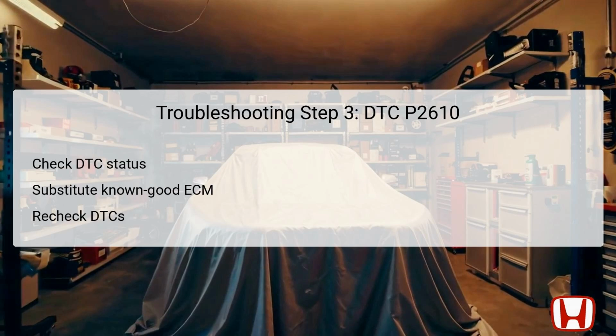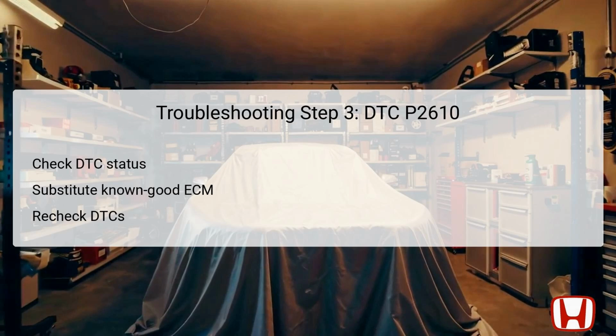Upon confirming that DTC P2610 is still present, the next troubleshooting step is to check whether the ECM PCM has the latest software version. If it does not, update it to the most recent release. If the ECM PCM has the latest software, proceed by substituting a known good ECM PCM from a similar model. This step is essential to determine if the fault resides within the unit itself.